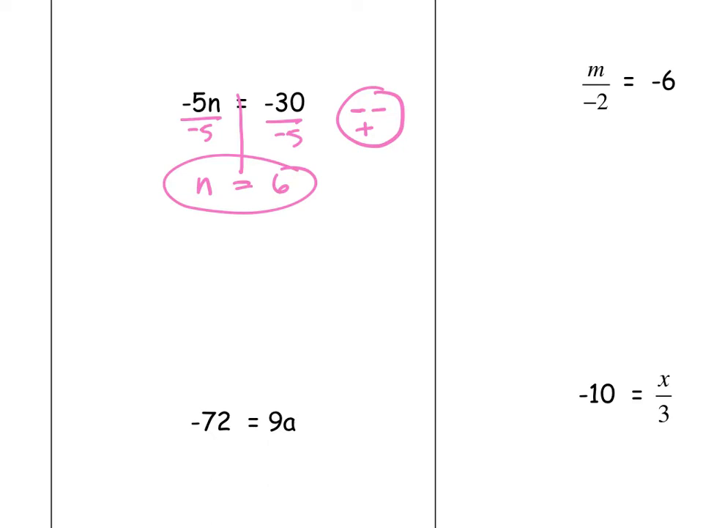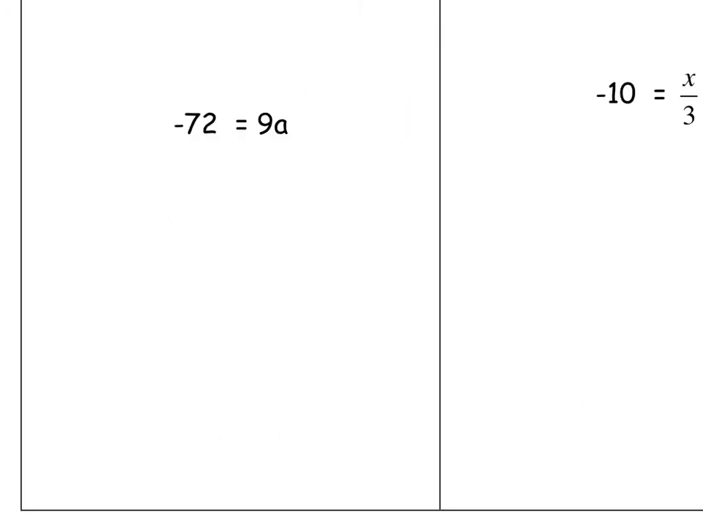What is the solving step for this particular equation? We divide by 9. Even though this equation looks like it's being written backwards, we do not divide by -72. The solution is -8 equals A, or if you wanted to write A equals -8, that's okay too.